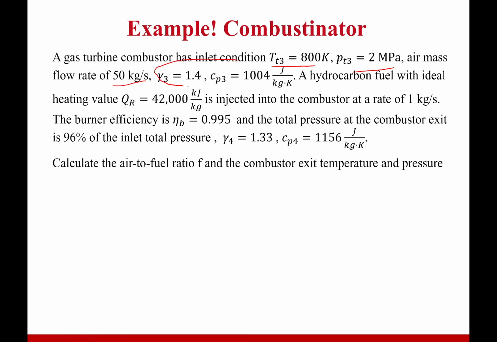As a note, because we're adding so much heat to our flow, we have to use a different ratio of specific heats and specific gas constant, or specific heat, for the exit of my combustor, because the temperature is too different. I can't just assume it's 1.4 and 1004 anymore. So keep that in mind. The combustor is really one of the few places we have to do this.